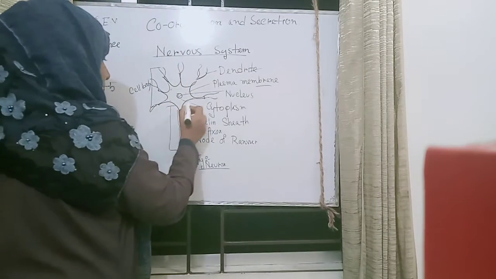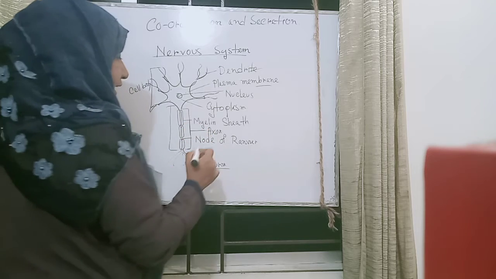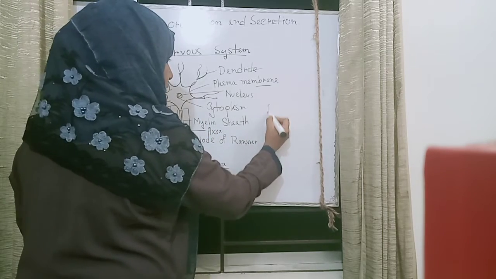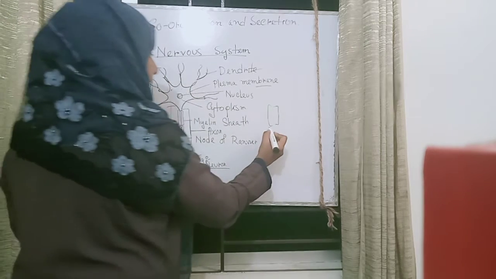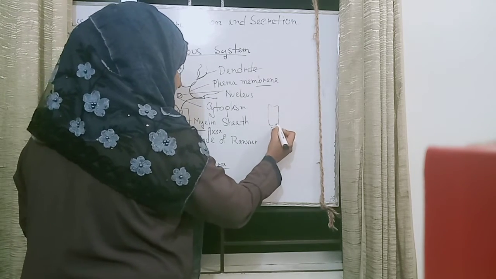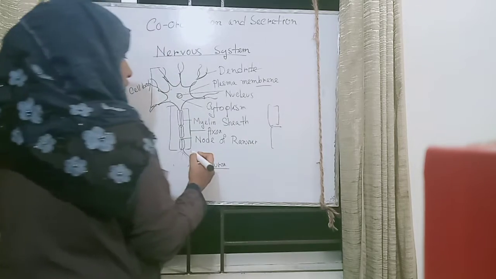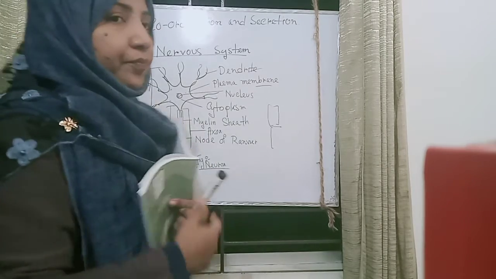And this structure is the axon. Here it is the axon and the myelin sheath. This structure, I draw again, is the myelin sheath, and here's the gap. Between two myelin sheaths is the gap, which is also the node of Ranvier. The figure is the neuron.